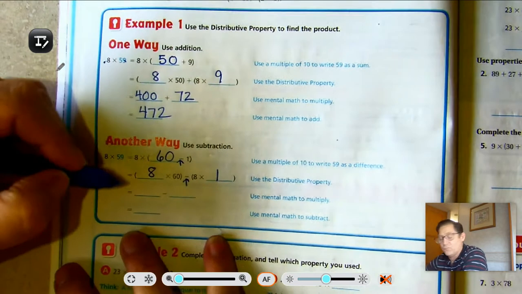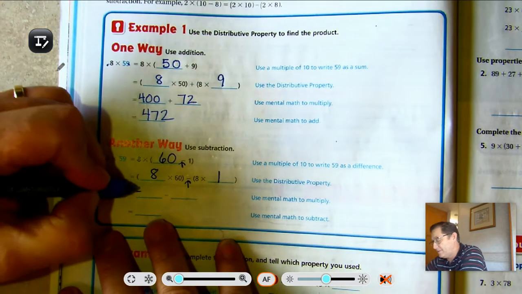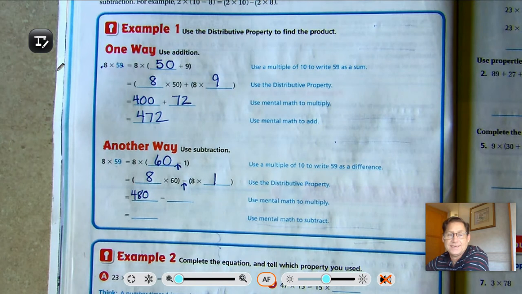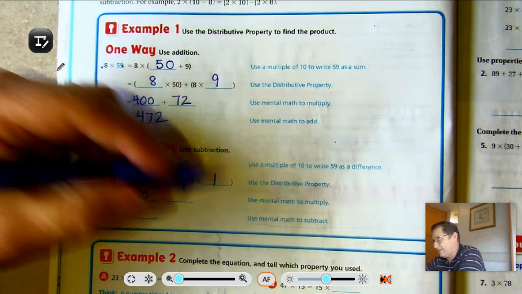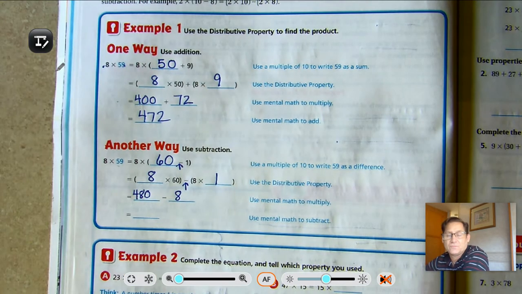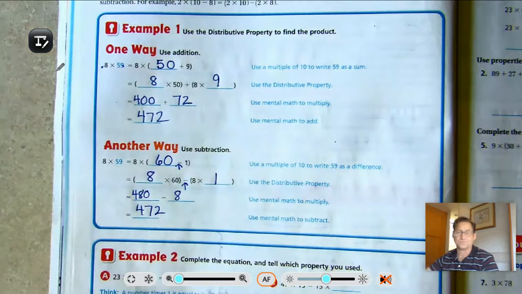8 times 60. Well, 8 times 6 tens. 8 times 6 is 48. So we have 480. 48 tens is 480. Minus 8 times 1. 8 times 1 is 8. Well, what's 10 take away 8? 2, right? So 480 take away 8 is 472.